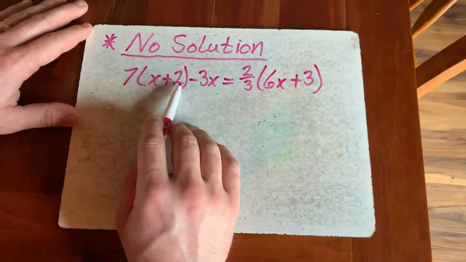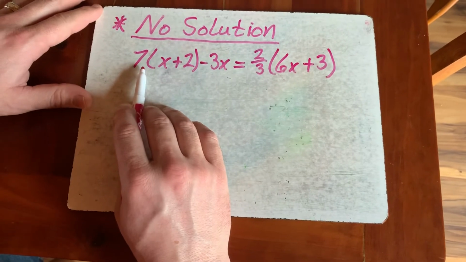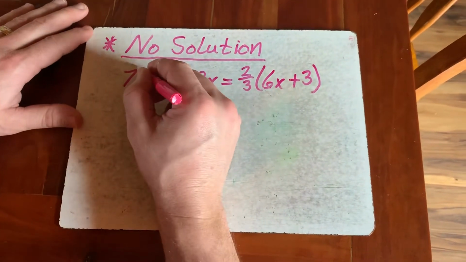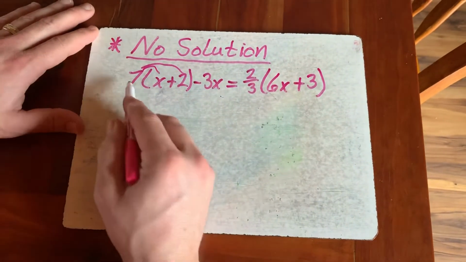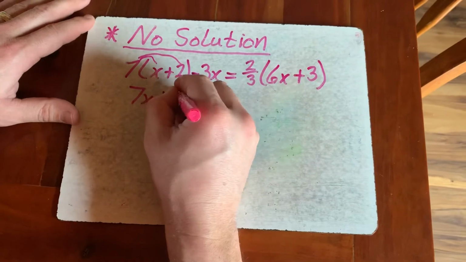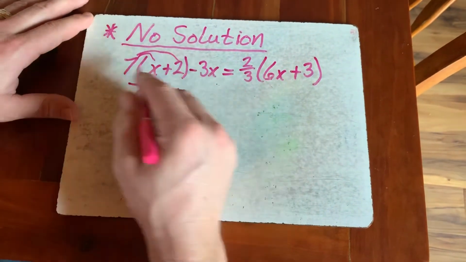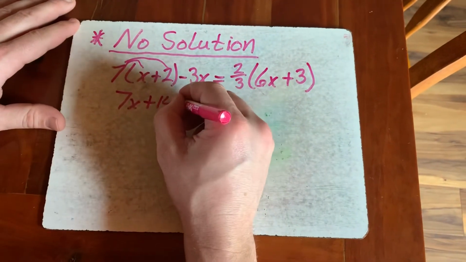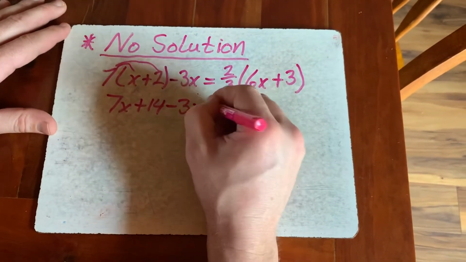All right, so I look at this here on the left-hand side. Can I do x plus 2 inside the parentheses? Nope, can't do that, but I can do the distributive property here. 7 times x is 7x. 7 times positive 2 is positive 14. I don't multiply the 7 by the negative 3 because the negative 3x wasn't inside the parentheses, so I just bring down the negative 3x.